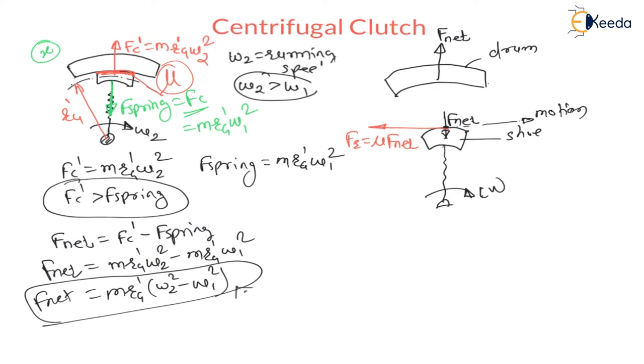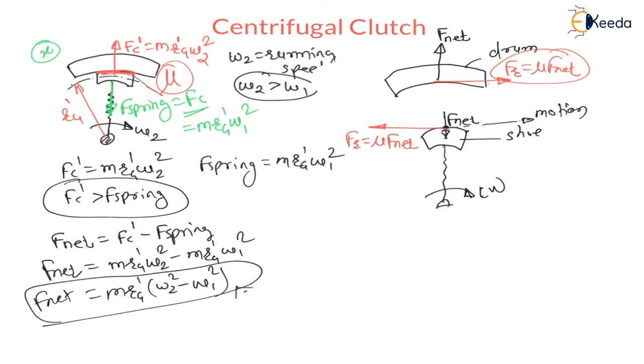Now as the coefficient of friction is mu, the friction force mu into F net is acting in the left side on the shoe. Therefore on the drum it will be acting in the right side, because it is an action-reaction pair. Therefore friction force is equal to mu F net. As per Newton's third law, for this action there will be equal and opposite reaction. Now this is the friction force acting on the drum towards right.